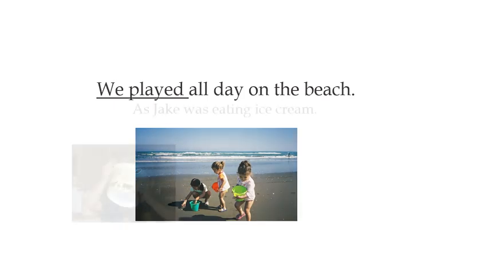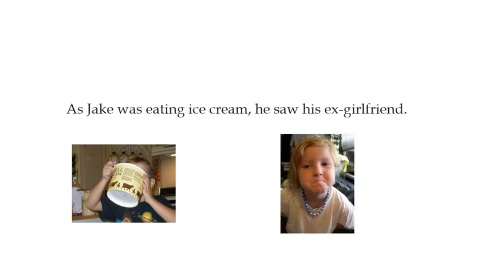Some fragments have a subject and a verb, but they still do not express a complete thought. If we take a look at this one, as Jake was eating ice cream. Now, the subject is Jake, was eating is the verb, but this still does not express a complete thought. We're waiting for more information because of the word as there, and we'll talk about that. That's something called a subordinating conjunction, and it makes this a dependent clause. It depends on more information to complete it. As Jake was eating ice cream, he saw his ex-girlfriend. Now we have a sentence that is a complete thought.